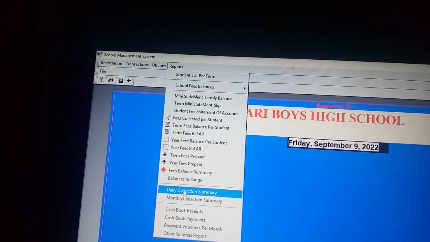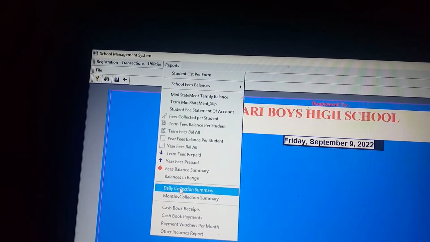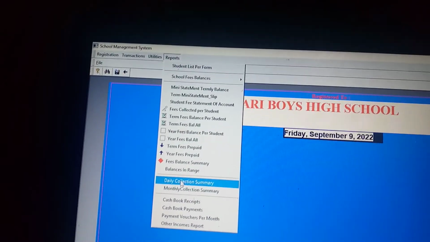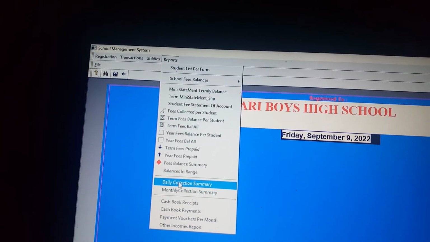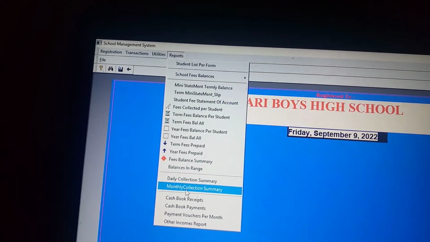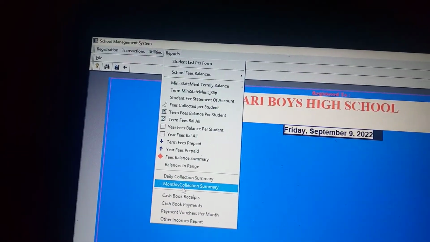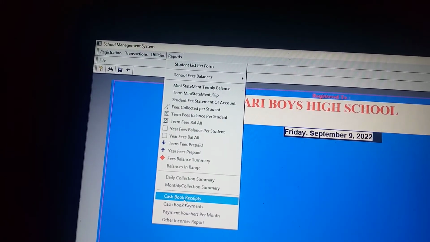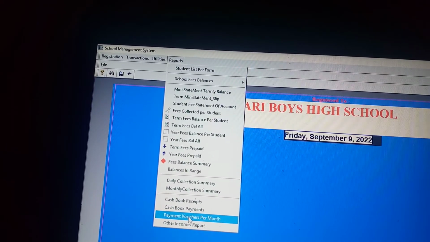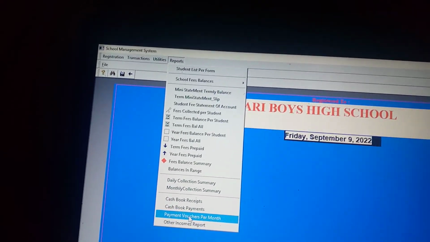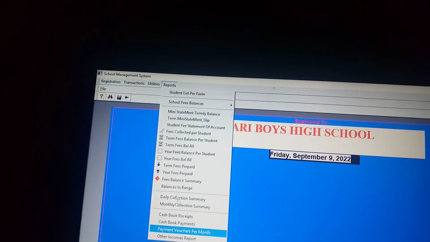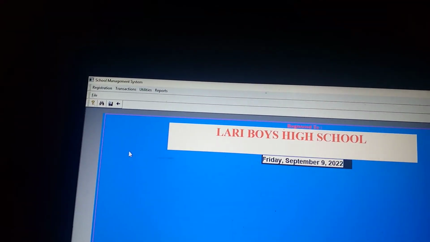We have data correction summary. Teachers or principals want to see the monthly collection summary, and so that is possible through the system. We have monthly collection summary, and from there we have our cash books. We have the cash book receipts, we have cash book payments, we have payment vouchers per month, and then a report on the other incomes, even as you also look at the fees register.